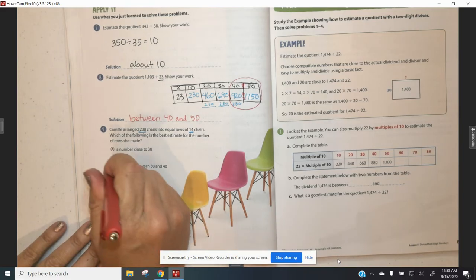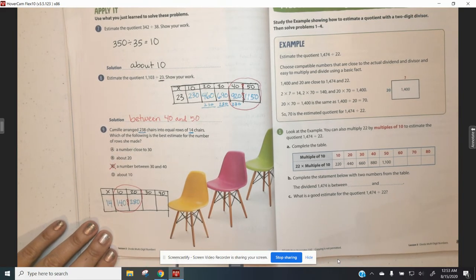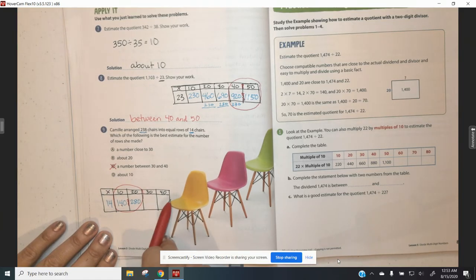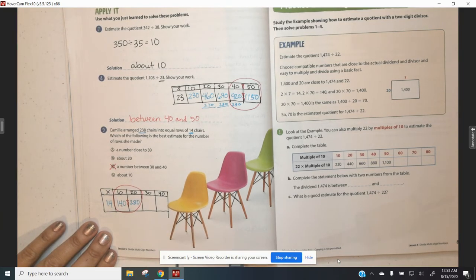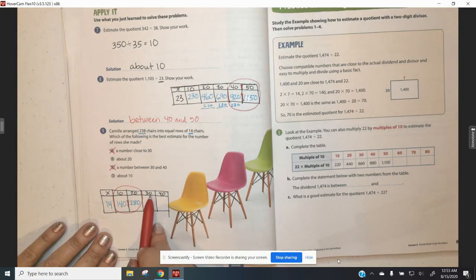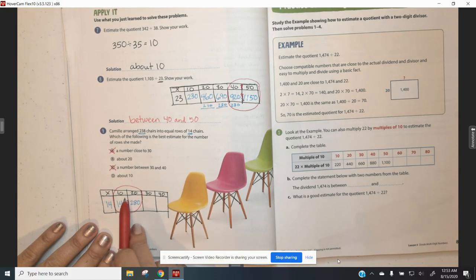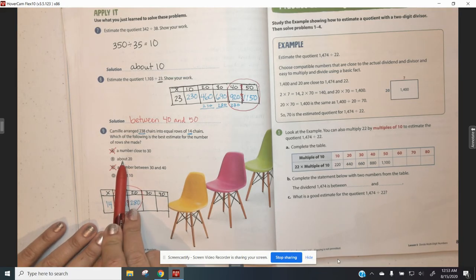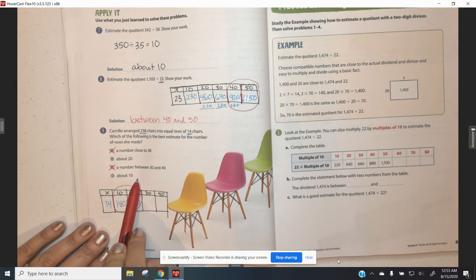So what letters can we eliminate because they could not possibly be right? That's right. We could definitely eliminate choice C because it says it would be a number between 30 and 40, and we know that that's not the truth. We could also eliminate choice A because we know it's not close to 30 because it's somewhere between 10 and 20. So now we have to decide, is the answer about 20 or about 10?